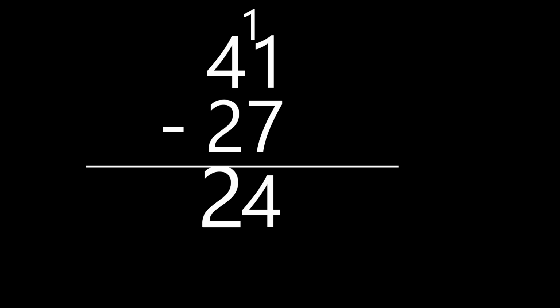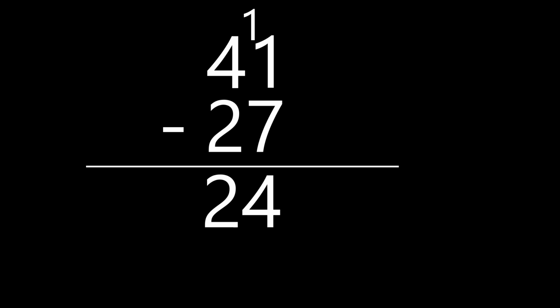We borrow 1 from the 5 in the tens place, reducing it to 4, and add that borrowed value to the 1 in the ones place, turning it into 11. Now, we subtract. 11 minus 7 equals 4. Moving to the tens place, we now have 4 minus 2, which equals 2. So, the final answer is 24.